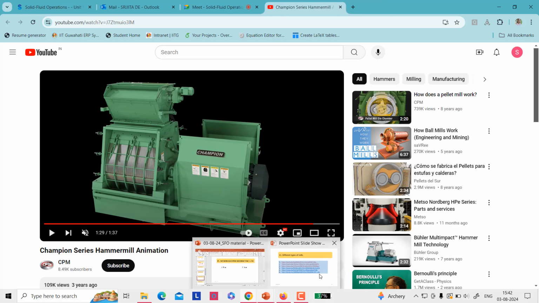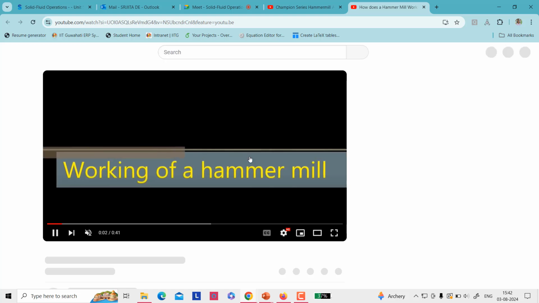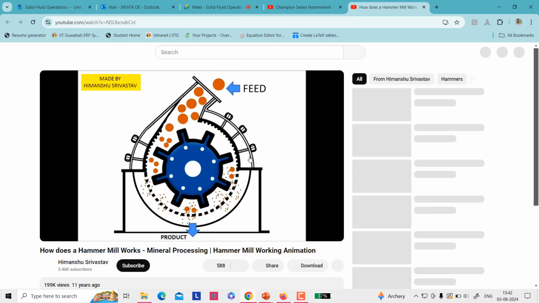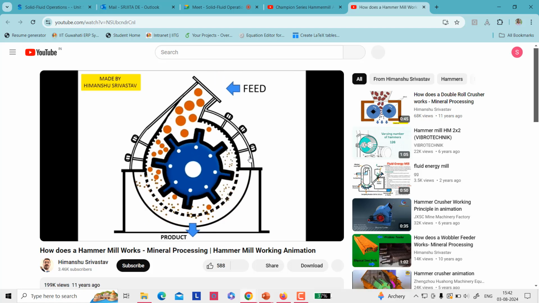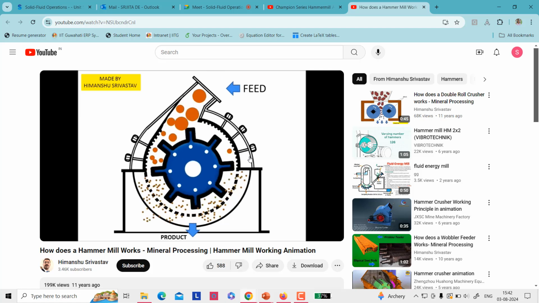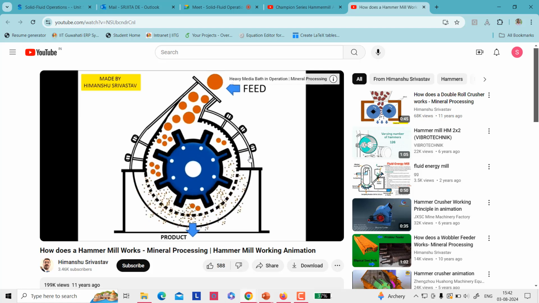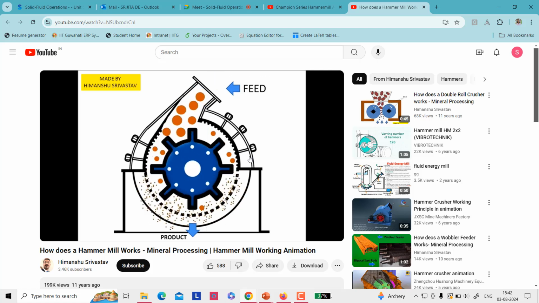Next, this is also a hammer mill. This is a basic structure. This is not a smooth rotating machine. Some bars are there, and they will help in creating smaller particles. It is the basic structure of the hammer mill.